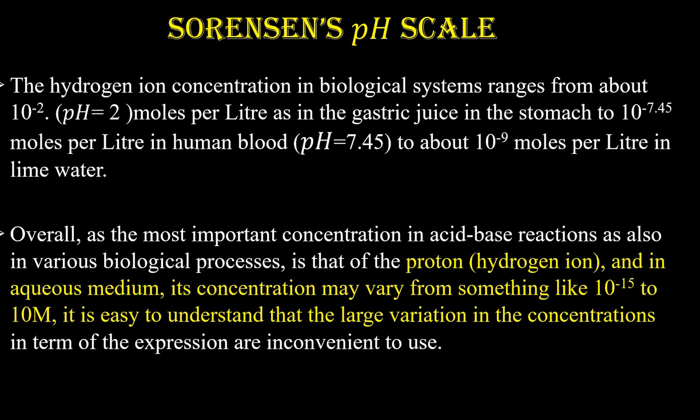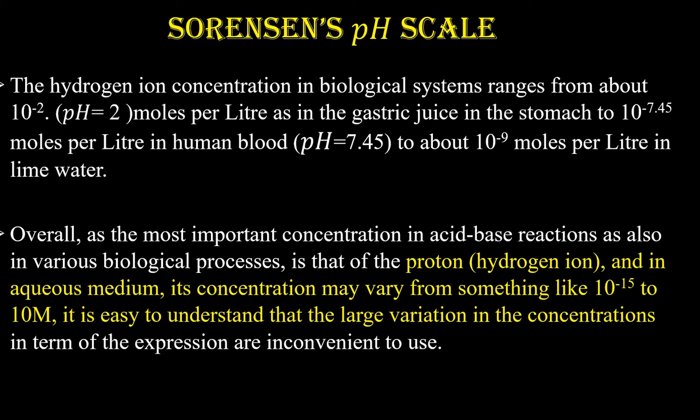The hydrogen ion concentration in biological systems ranges from about 10 raised to minus 2 moles per liter, that is pH equal to 2, as in the gastric juice in the stomach of the human being, or the value may be 10 raised to minus 7.45 moles per liter as in the case of human blood, that is pH equal to 7.45, to about 10 raised to minus 9 moles per liter in the case of lime water.